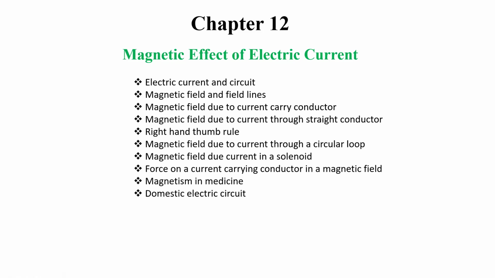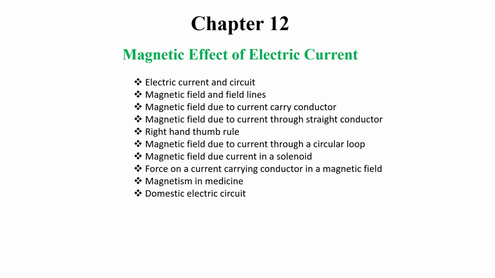Its name is magnetic effect of electric current. Under this, we are going to see electric current and circuit. You already know that electric current is the rate of flow of charge. Again, we'll see how magnetic field and field lines work, and then the magnetic field due to current carrying conductors.